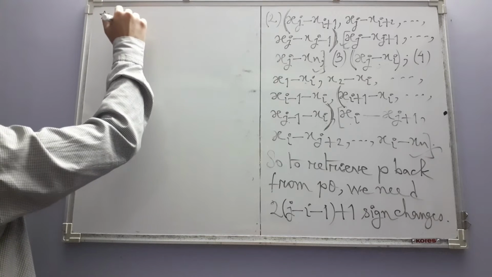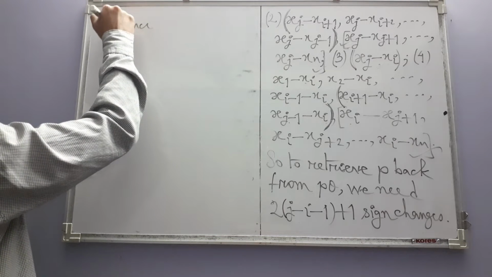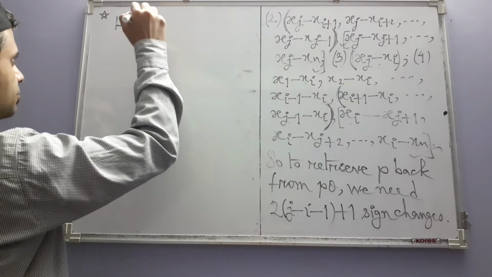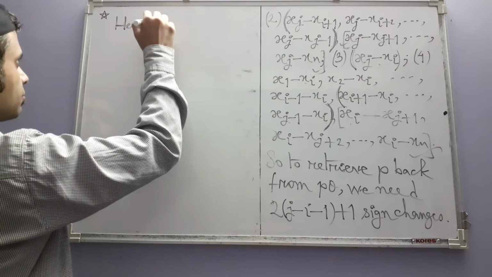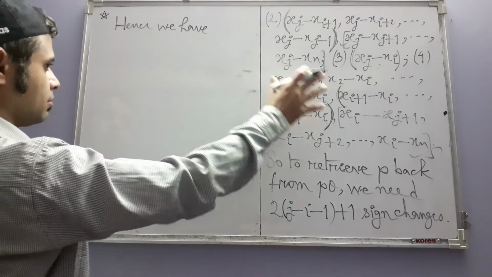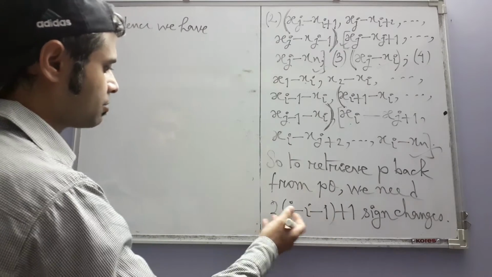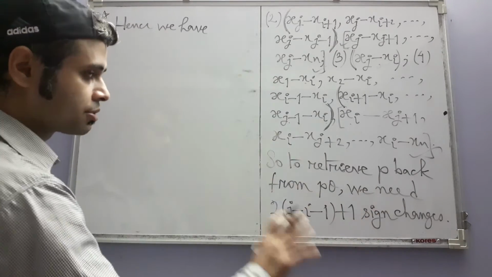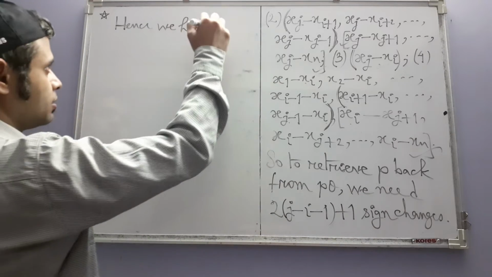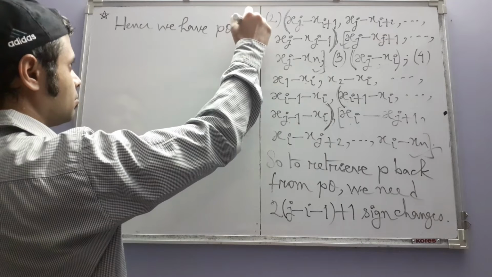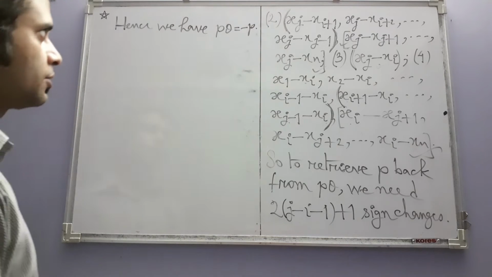Hence, instead of explaining those things, which is almost self-evident, having gone through this, and having written this down and mentioned the sign changes, it now becomes clear that we have p theta equal to minus p. So that's just it.